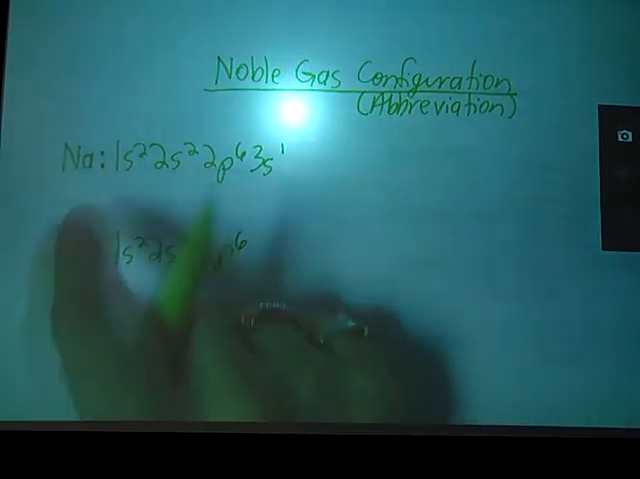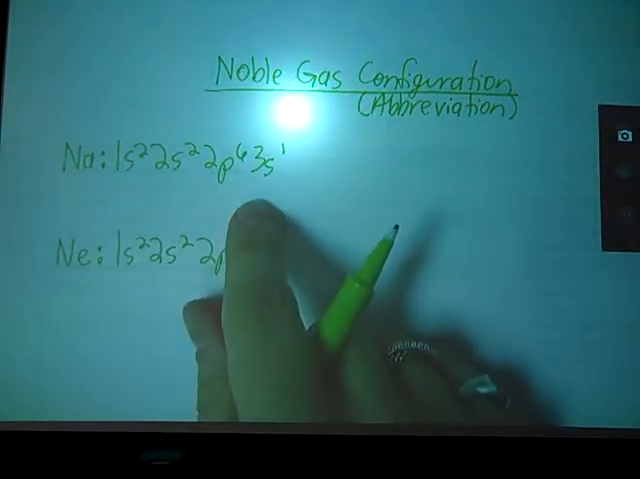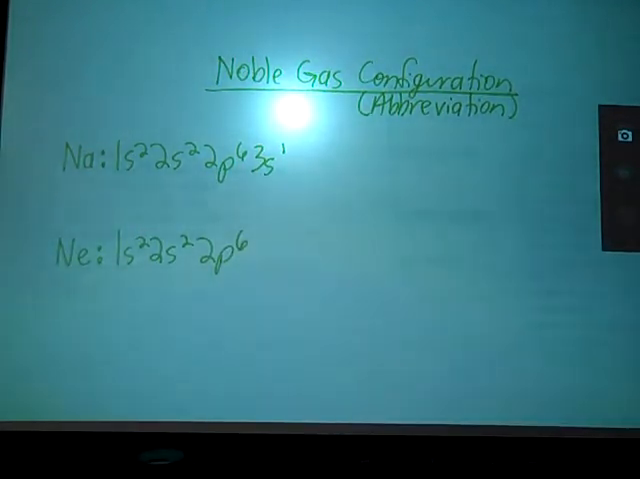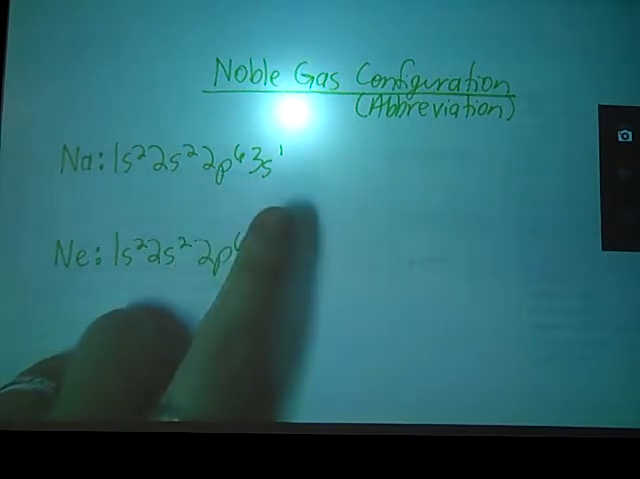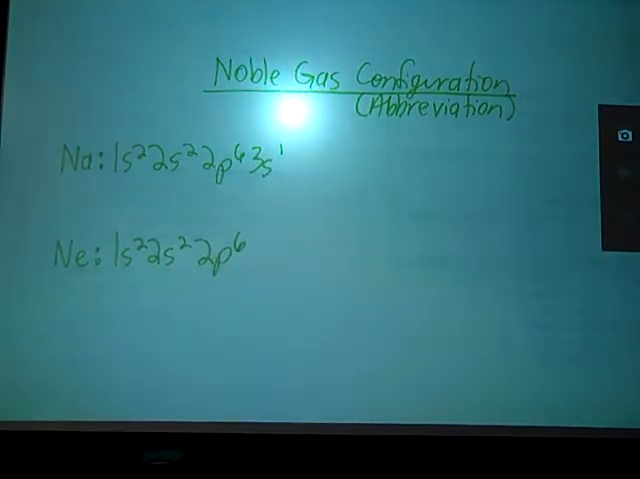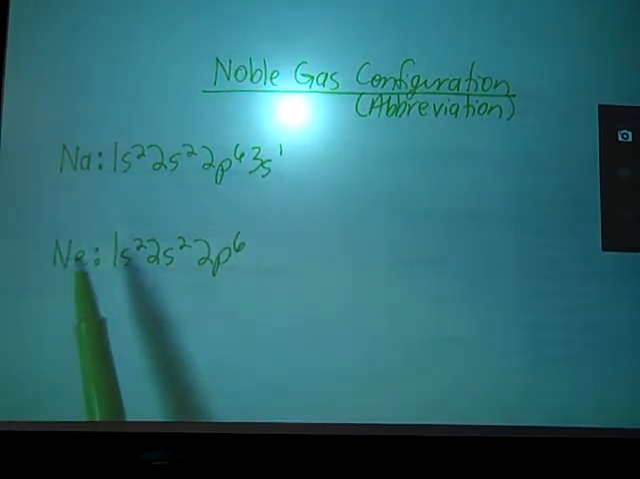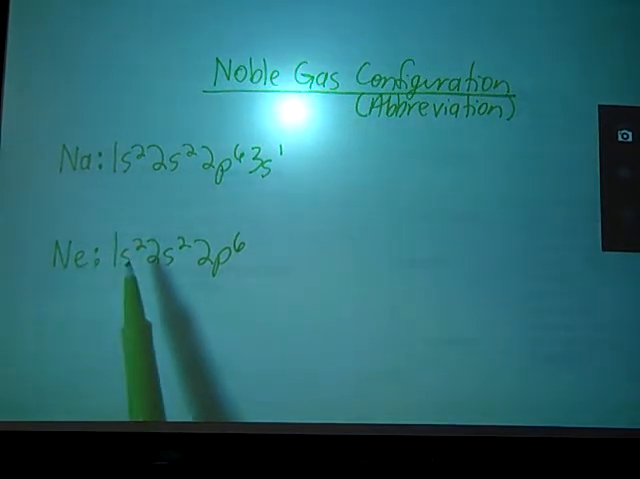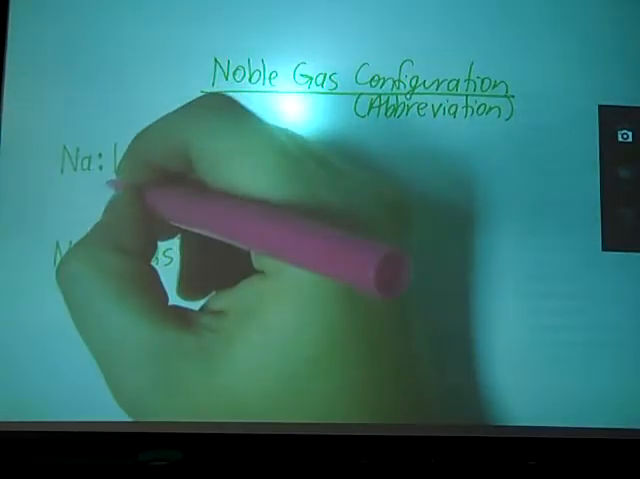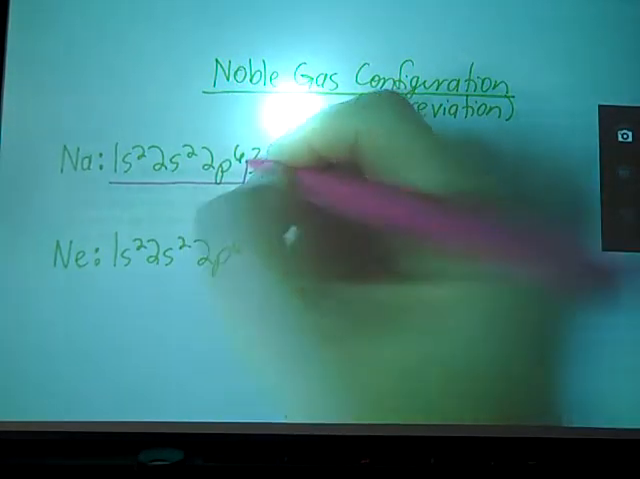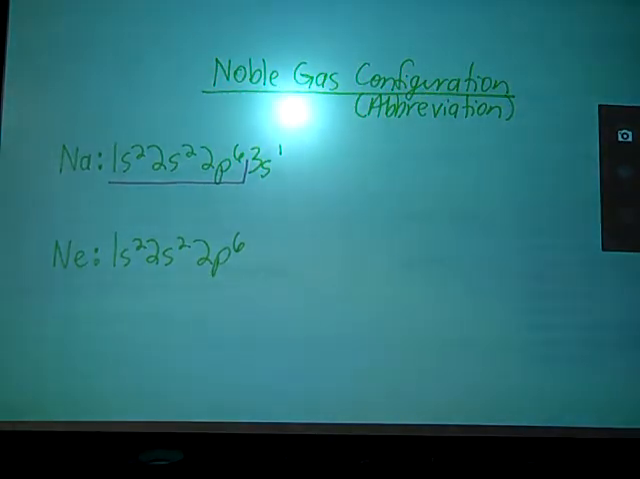So I've gone ahead and written the electron configuration for sodium here. 1s2, 2s2, 2p6, 3s1. I've also written the configuration for neon, a noble gas. 1s2, 2s2, 2p6. So I hope you have already noticed that to this point, these two configurations are identical.